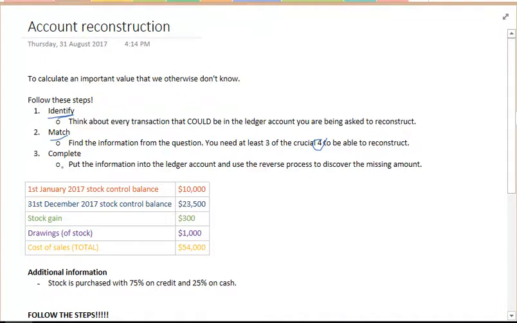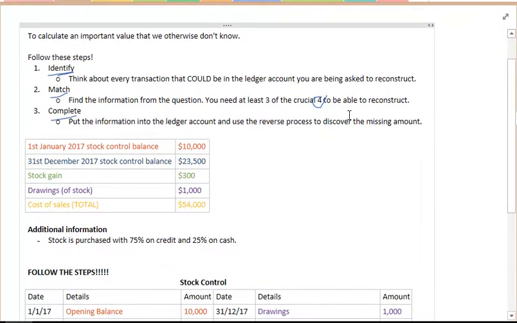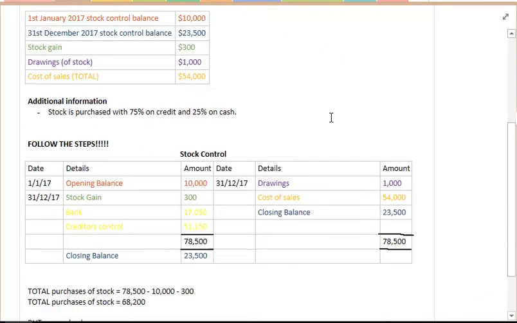Third step is to complete. So what we're doing here is we're reconstructing the account. We have our ledger account, we put the information into it, and we use the reverse process of balancing the account or closing the account to discover our missing amount.